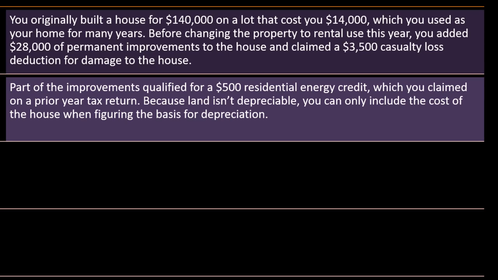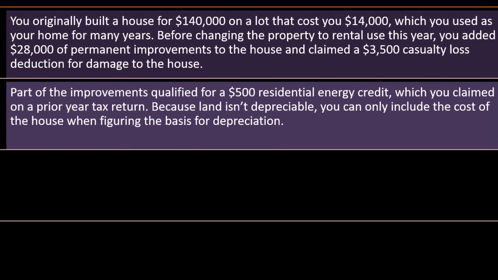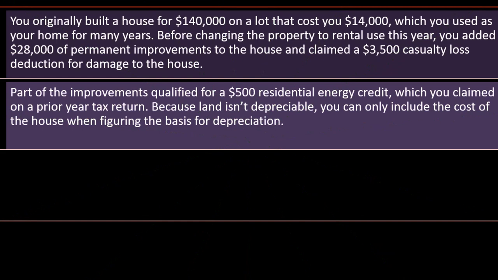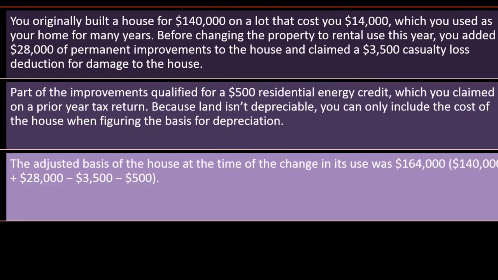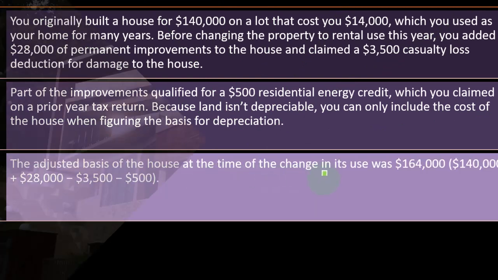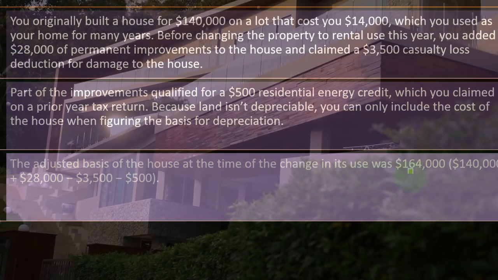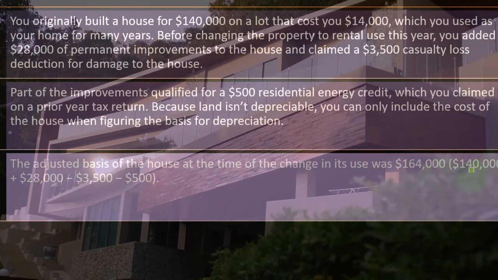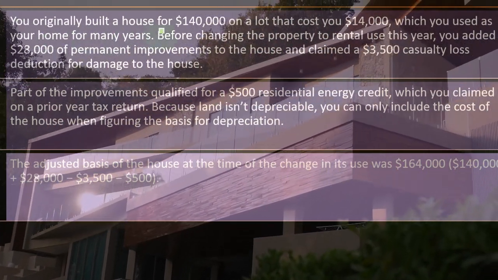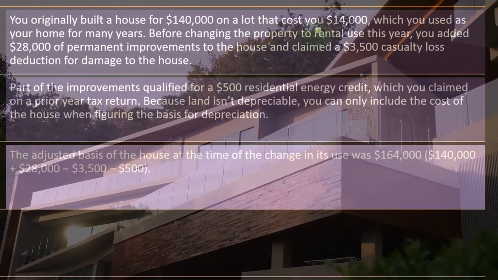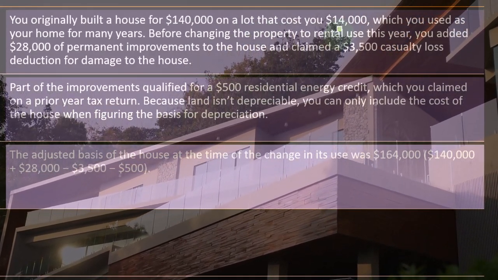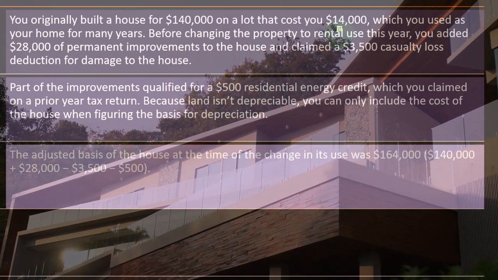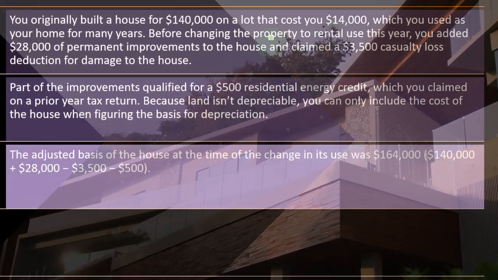Because land isn't depreciable, you can only deduct the cost of the house when figuring the basis for depreciation. So the adjusted basis for the house at the time of the change in its use was 164,000. So we're talking about the house here. You built a house for 140,000 on a lot that costs 14,000. The lot, the land, isn't depreciable. So we're talking about the building here, so we're not adding the 14,000 as a depreciable component.